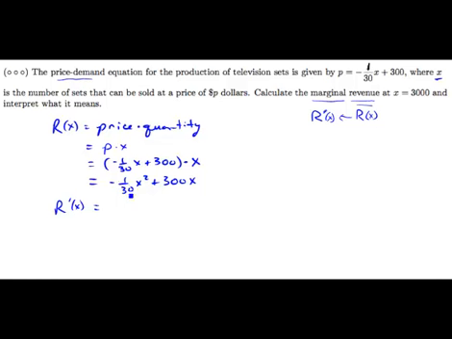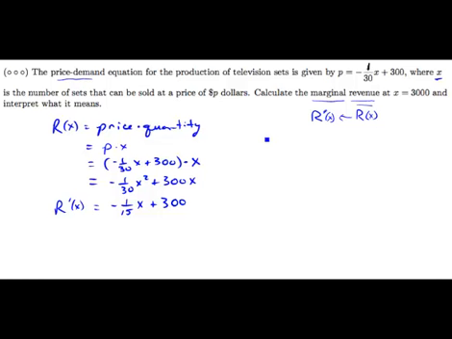The derivative of negative 1/30 x squared, we'll pull that constant out of the way. The derivative of x squared is 2x, so I'll have 2 times negative 1/30, which would be a negative 1/15 x, plus the derivative of 300x, which is simply 300.